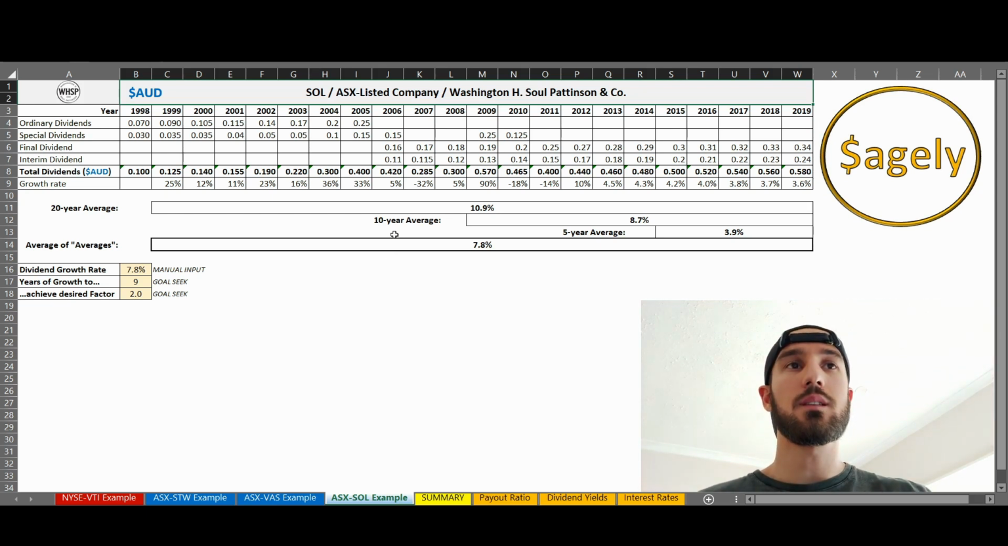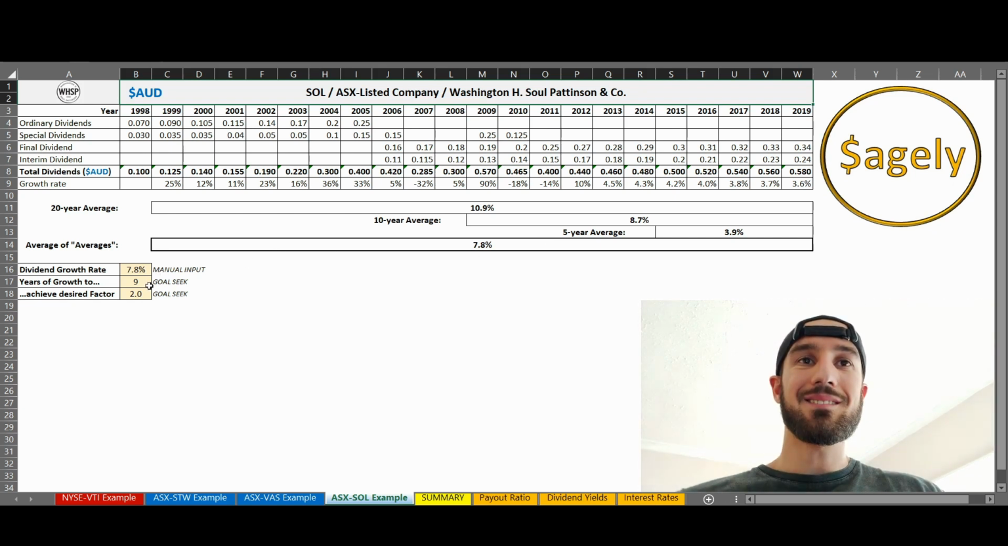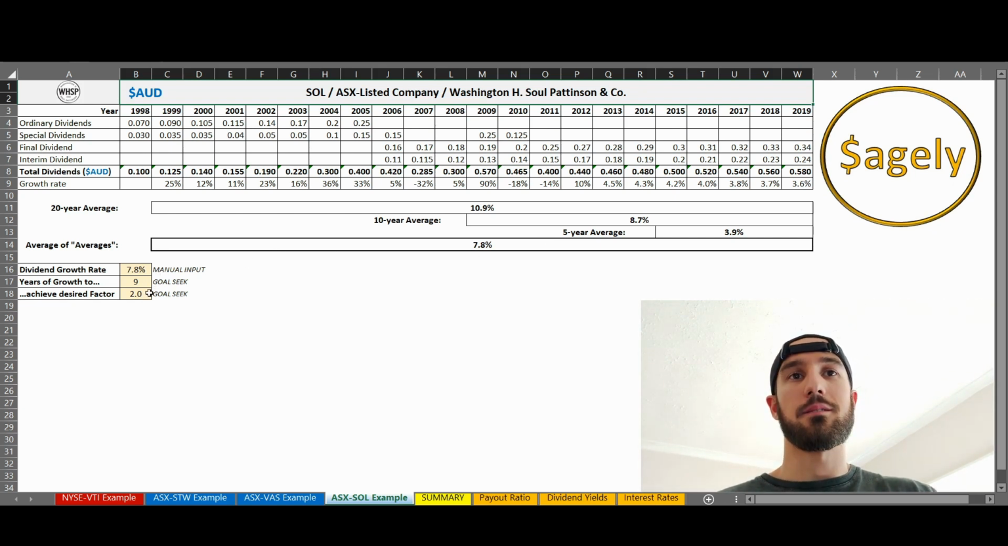And as we can see, from 1998 through to 2019, I have a lot of data from them, and we can see that on average they have managed to grow their dividend by 7.8% each year. So that cuts down that doubling factor from 12 years for the ASX to 9 years if you had invested in Soul Pattinson. All right.